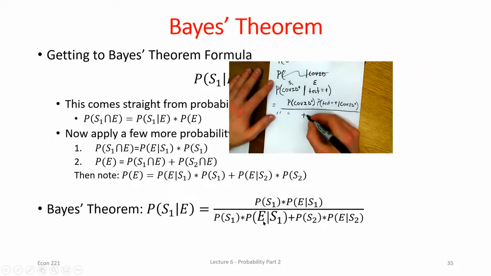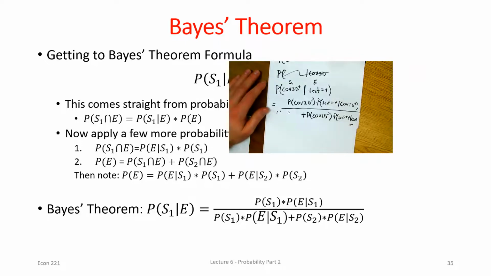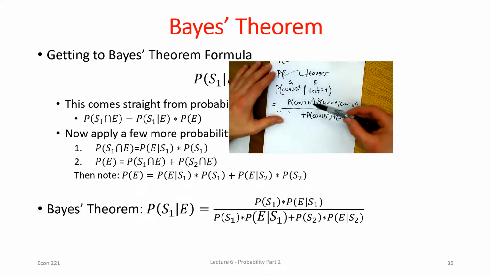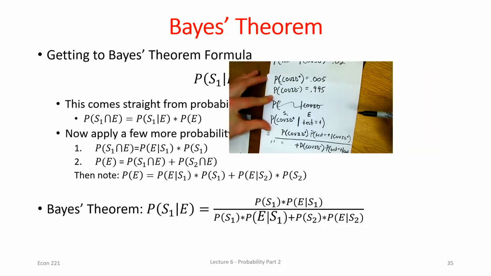Then the second part is the probability of S2. If my S1 is COVID positive, S2 is COVID negative, times the probability I see E, this positive test result, given someone is COVID negative. From here, it's a matter of plugging values in. So COVID positive, 0.005. Given that someone's COVID positive, what's the probability I see a positive test result? Well, I wasn't directly given that.